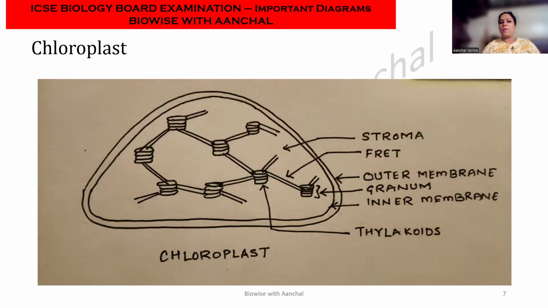Then this is chloroplast. Chloroplast, the stack of coins, that is thylakoid is the coin, stack of coins is grana. Okay, so this is granum. Stroma is the fluid present. It has two membranes. Fret is a connection. Thylakoid is the site of light reaction. Stroma is the site of dark reaction. It is the thylakoid whose membrane has got chlorophyll in it, which traps the sunlight.